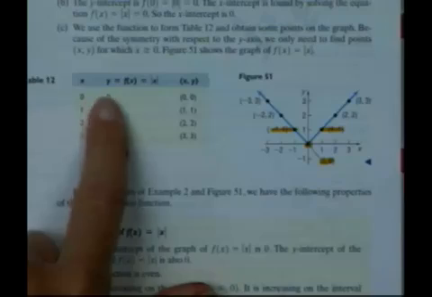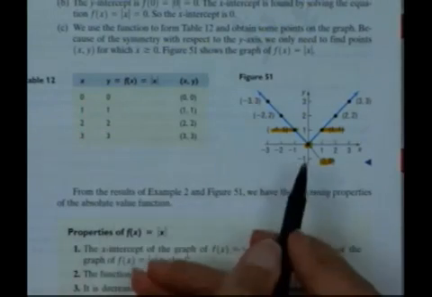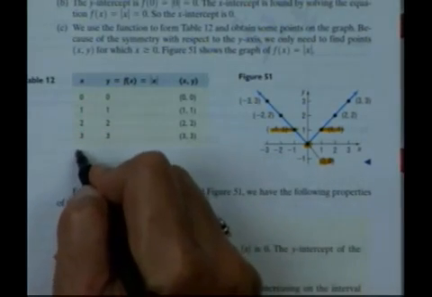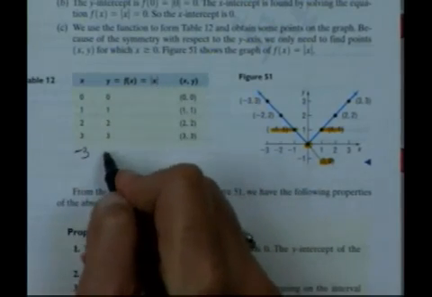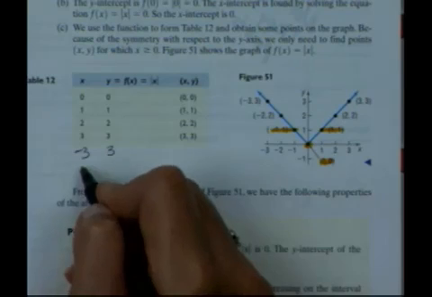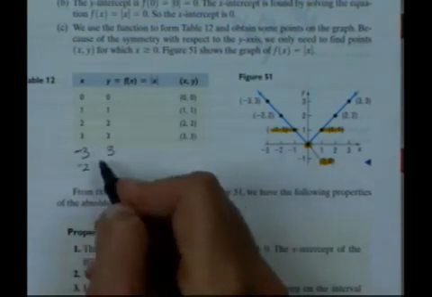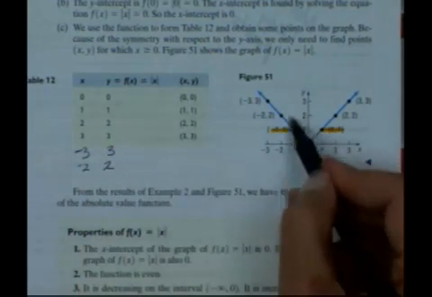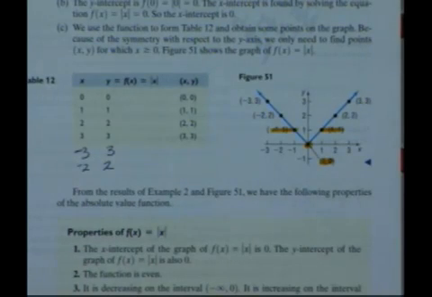I'm surprised that when they gave you the table here, they didn't include some negative values. When x is -3, the absolute value of -3 is +3. When x is -2, the absolute value of -2 is +2. And so there's your points right there. Okay, everybody good? All right.